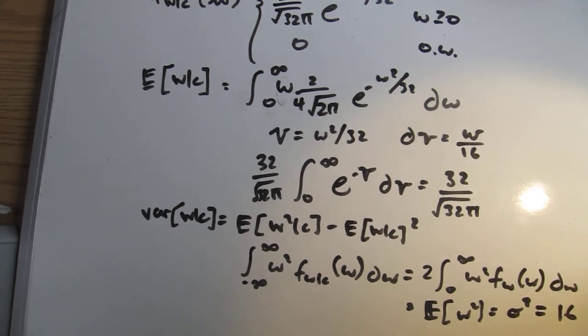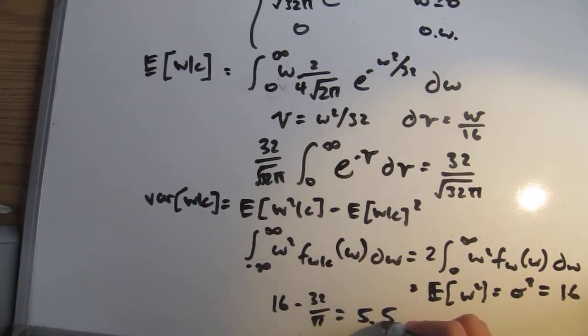So that allows us to quickly find the variance. The variance ends up to be 16 minus 32 over pi, which is around 5.51. And that is your variance.